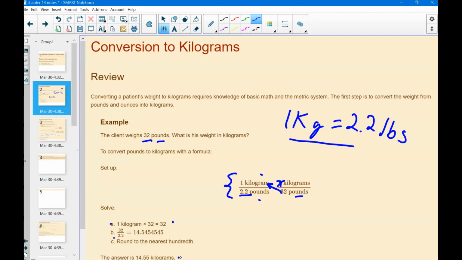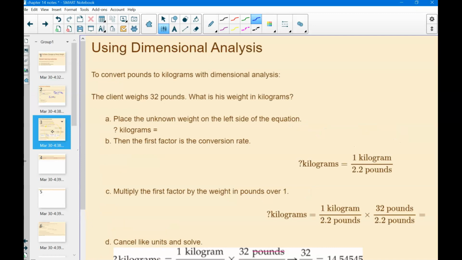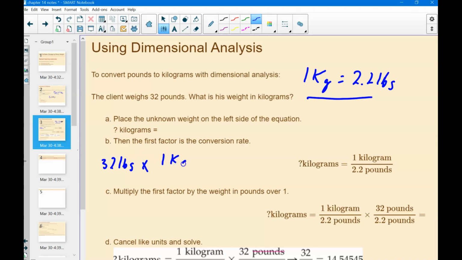I like to use dimensional analysis, like this one here. But even when they do it using their dimensional analysis, they don't set it up like I like to see it. I prefer to use this one here. We always say that 1 kilogram equals 2.2 pounds. So for me, I like to start out with my pounds, 32 pounds. Then I take this here, as you know, and I set it up so that pounds will cancel. So 1 kg is on the top, 2.2 pounds on the bottom.